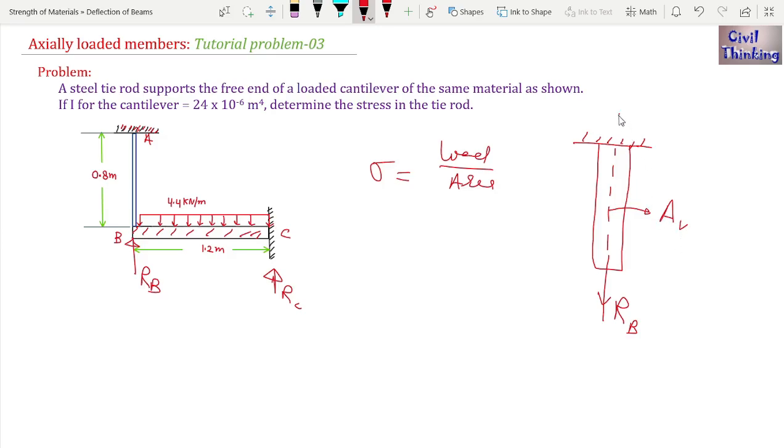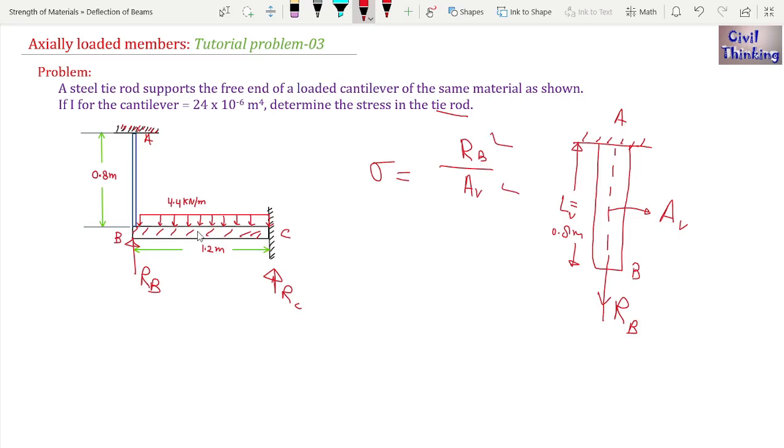Now it is the AB member. Let me call the length of this tie LV, length of vertical member, which is 0.8 meter. Now I have to find the stress in the tie rod. Let sigma be the stress in the tie rod. Then sigma is load divided by area. Load is this RB, so I can write RB divided by AV, where AV is the cross-sectional area of this. As you can see, we don't know RB, and we also don't know AV. So let's find these things one by one.